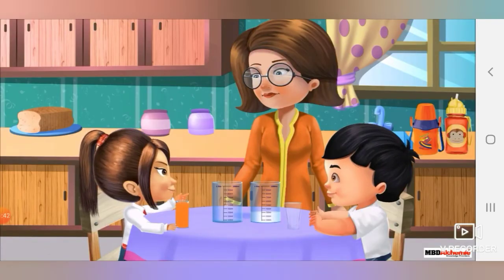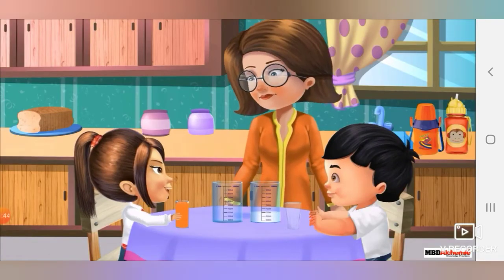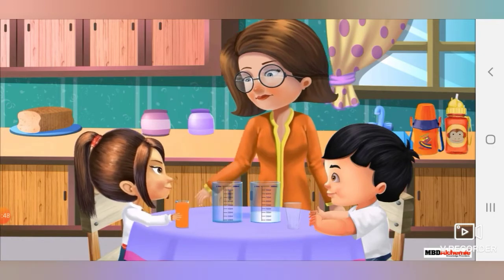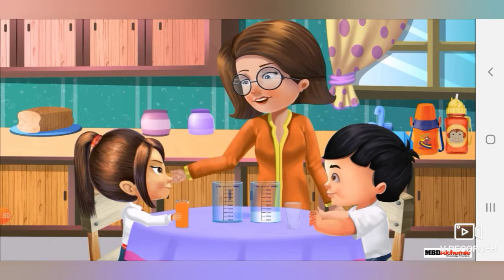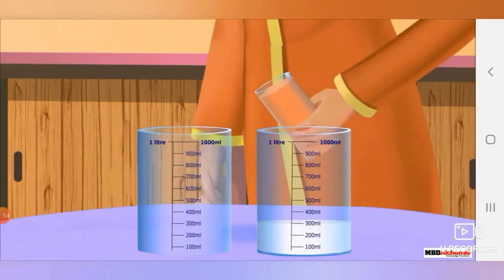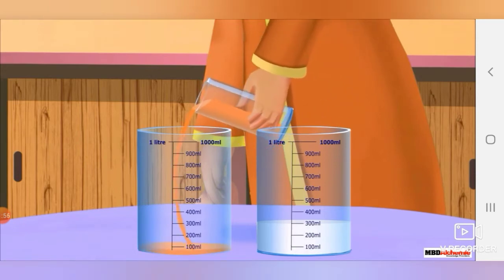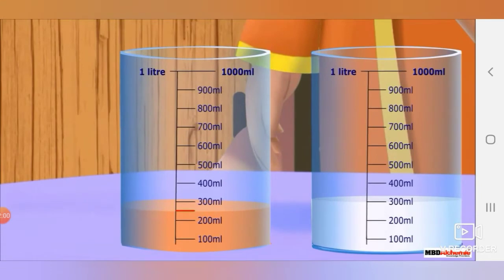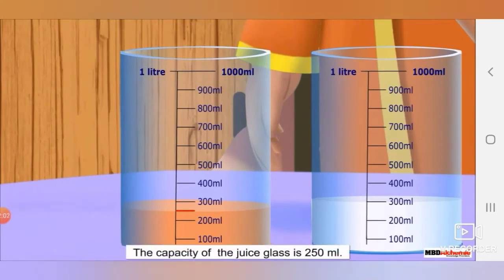Alicia then said, "Can I also measure the capacity of my juice glass?" Mother replied, "Yes, Alicia, you can measure it by using this jug." Then she poured all the juice from the glass to the jug. Alicia said, "This means the capacity of my juice glass is 250 milliliters."